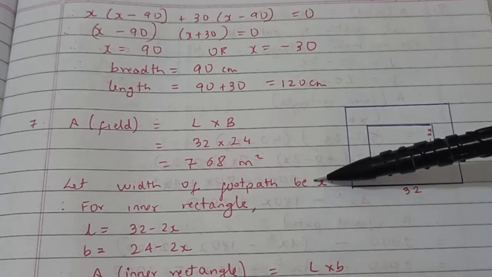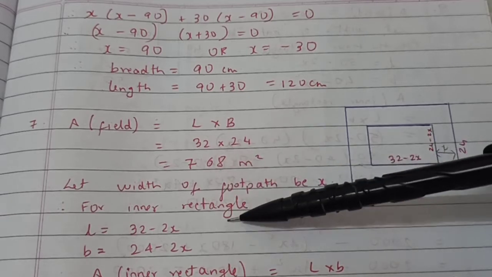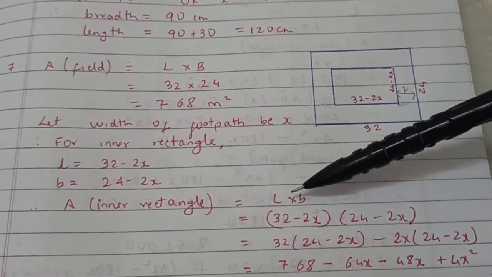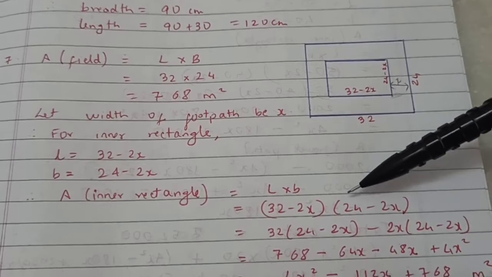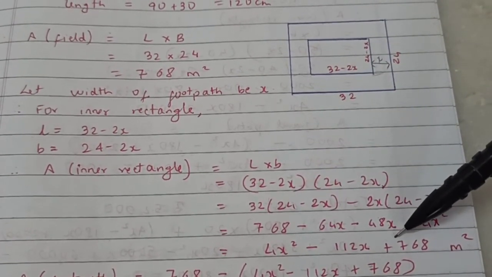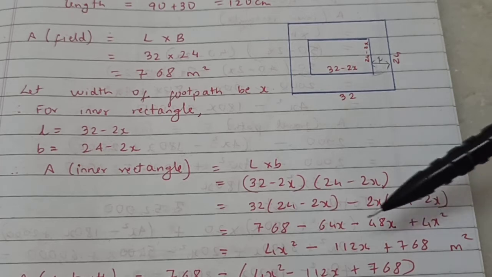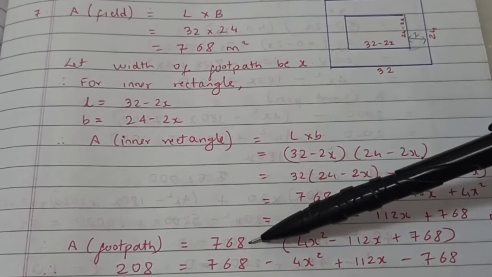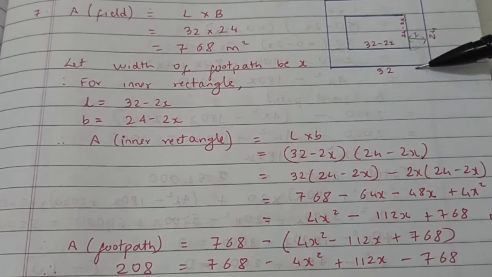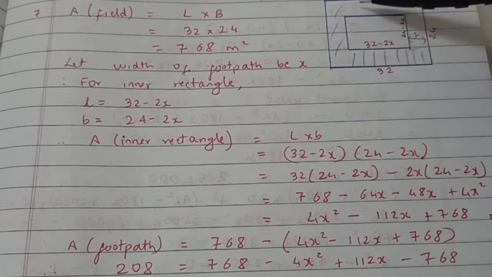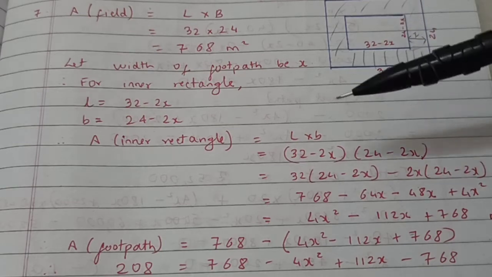The width is x. So for the inner rectangle, we have a new length and breadth. So the area of the inner rectangle will be the new length into the new breadth. Open the brackets and get a quadratic expression. It's not yet an equation. Now, area of the footpath is the total area, that is the big area, minus the small area. That will give me the area of the footpath. Big rectangle minus small rectangle area.